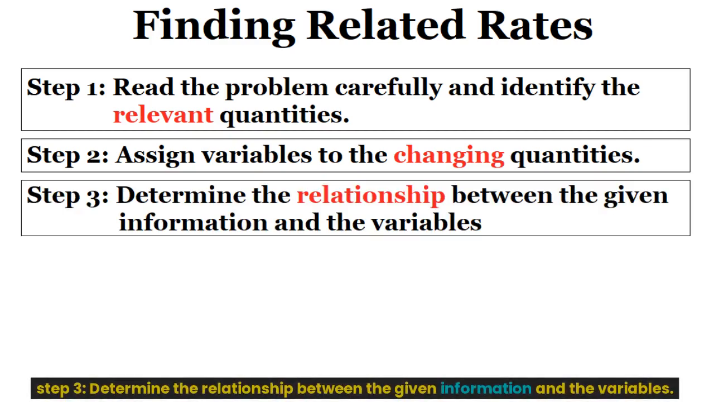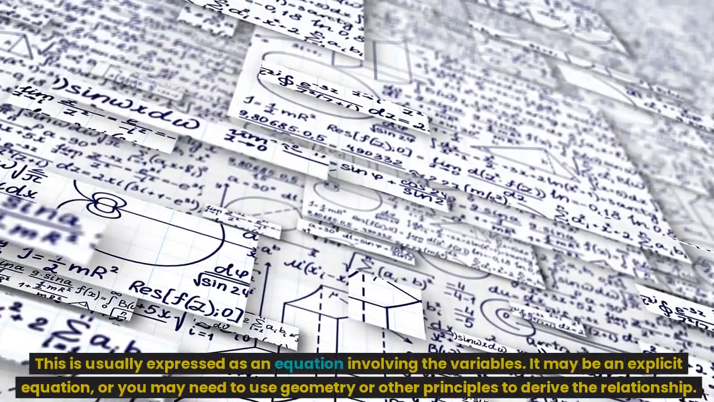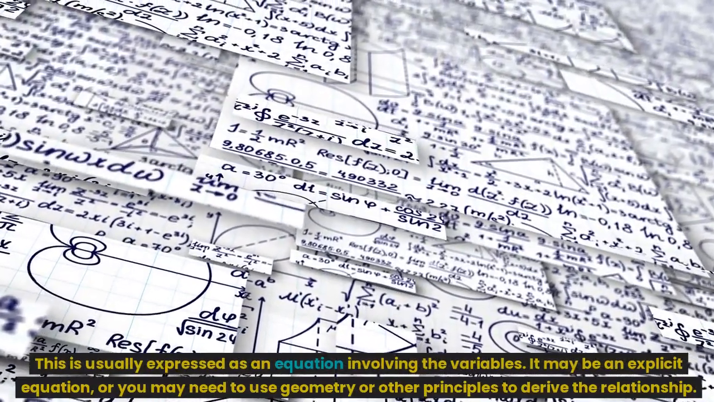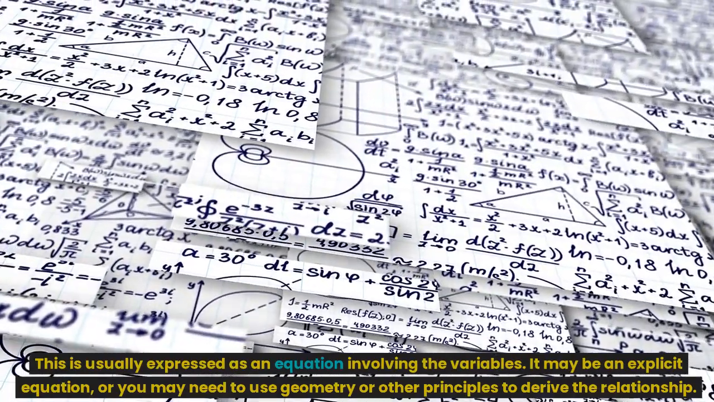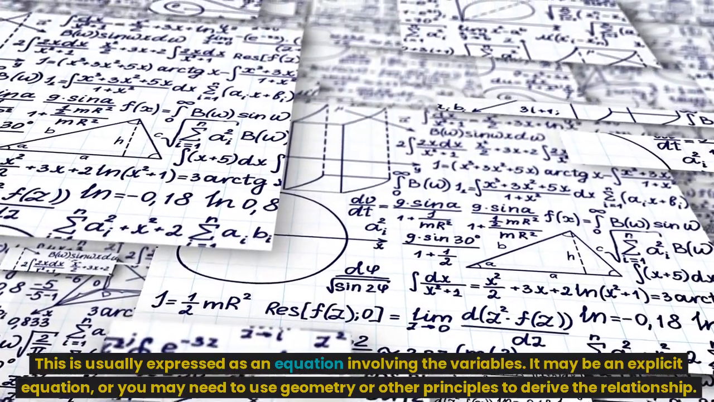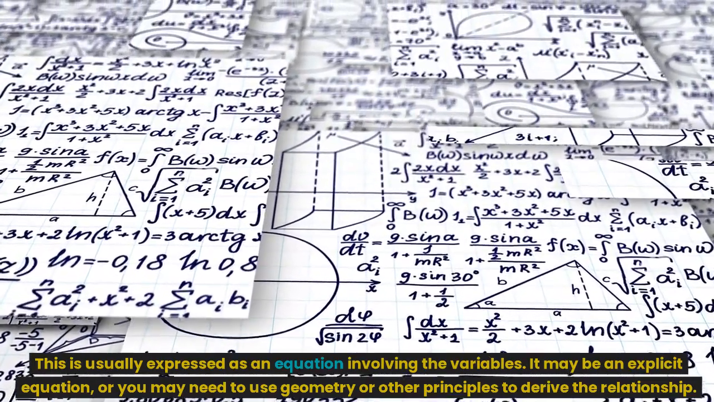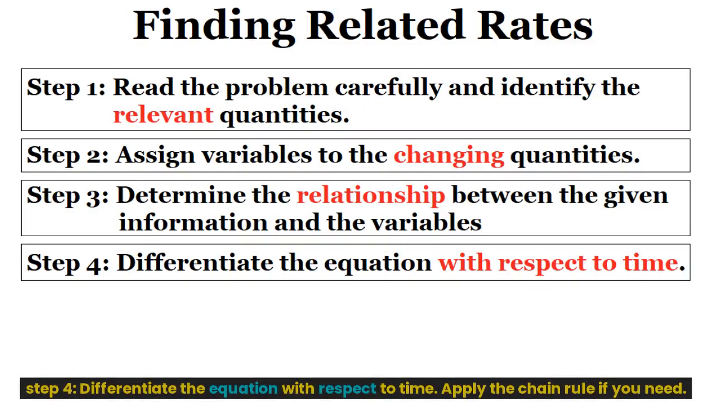Step 3. Determine the relationship between the given information and the variables. This is usually expressed as an equation involving the variables. It may be an explicit equation, or you may need to use geometry or other principles to derive the relationship. Step 4. Differentiate the equation with respect to time. Apply the chain rule if you need.